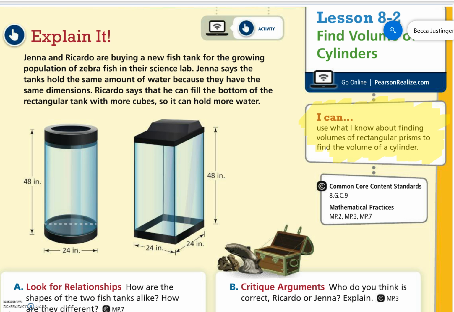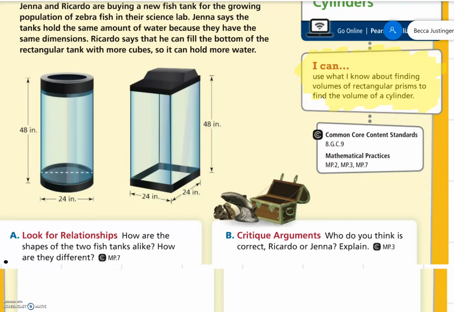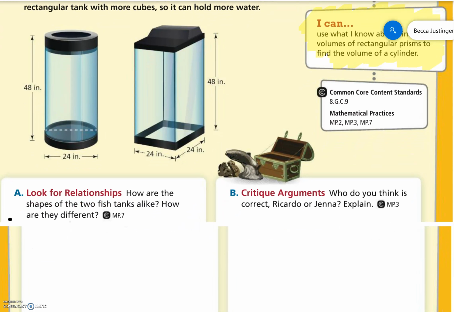Let's explain it. Jenna and Ricardo are buying a new fish tank for the growing population of zebrafish in their science lab. Jenna says that the tanks hold the same amount of water because they have the same dimensions. Ricardo says that he can fill the bottom of the rectangular tank with more cubes so it can hold more water. Look for relationships. How are the shapes of the two fish tanks alike? How are they different? And who do you think is correct, Ricardo or Jenna? Explain. All right, I'll look for some participation and then we'll go over it together.